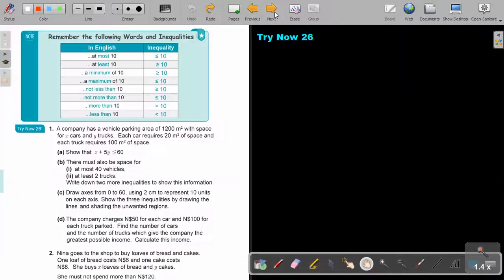So let's look at an example. I just want to give you this table, and especially for people who English is your second language, this will help you. Just the words: at most 10 will be this, at least will be this, a maximum of 10 will be bigger and equal. It's a minimum, a maximum smaller and equal 10, not less than 10, bigger and equal, not more than 10, this. More than 10 will now be equal sign, less than 10, this. So memorize this. It will help you to write the inequalities.